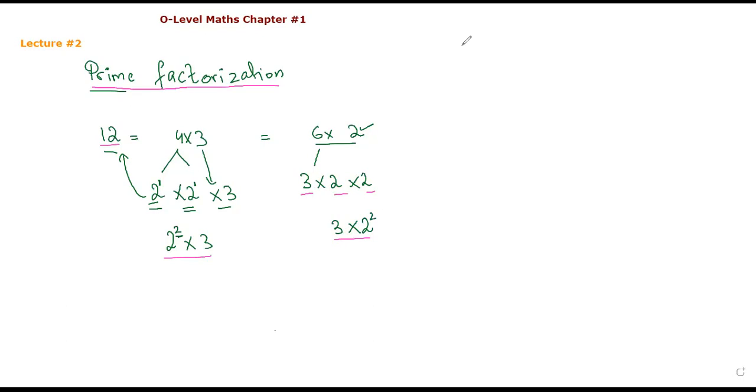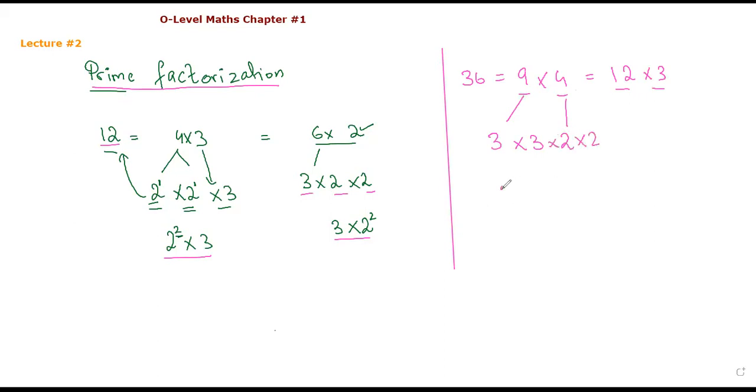What if we talk about another example? Let's say we talk about 36. When we talk about 36, again, we need to think of 36 as 9 into 4, or maybe 12 into 3, or 6 into 6. Initially we cannot think of prime factors directly. We can just think of such numbers. So I can write down 9 as 3 into 3 and 4 as 2 into 2, right, Amir? 3 square into 2 square, right?